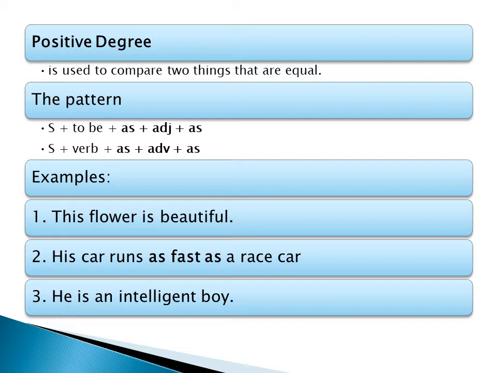Let us go to examples. The first is, this flower is beautiful. Second one, his car runs as fast as a race car. Third, he is an intelligent boy. Now all these three examples are positive degree.